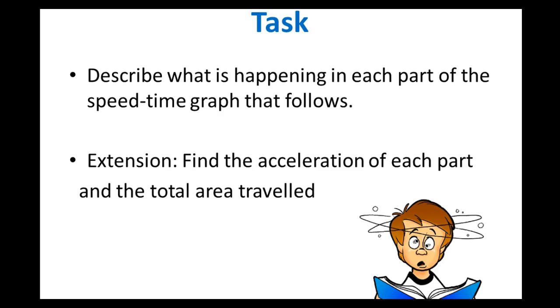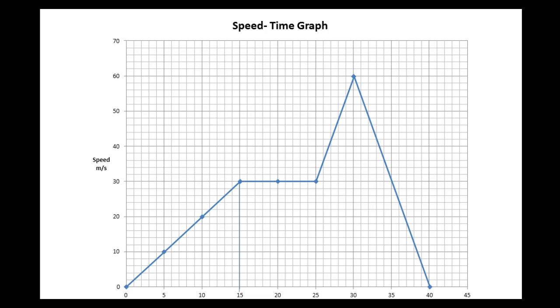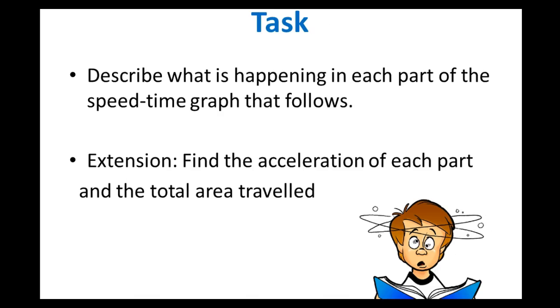This next graph is really much more complicated, so if you can just calculate some sections of it, then you're doing really, really well. Here is a speed time graph. We've not made a story up for it yet, but I asked you, if you could, to describe what was happening in each part of the speed time graph. And then if you were up to it as a challenge, you could find the acceleration of each part and then also the total area travelled. Let's have a look.